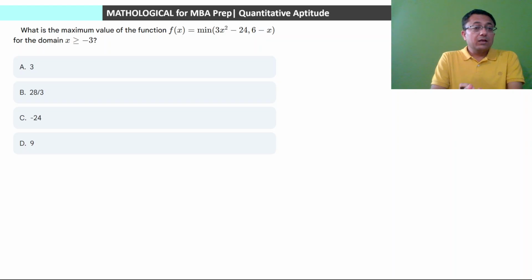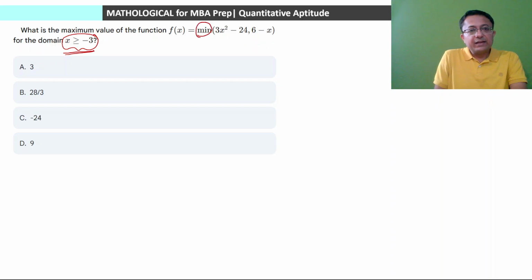Third question, what is the maximum value of the function fx when fx is defined as minimum of 3x square minus 24 and 6 minus x for the domain x greater than or equal to minus 3. So this is the first question where we are putting a limit on the value of x. Now x is not all real values, but x must be greater than or equal to minus 3. This condition is also there. So we have to check two conditions now.